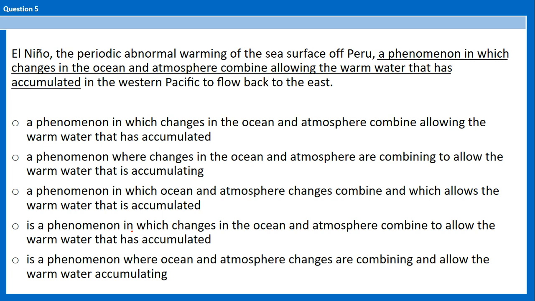Question number 5. Focus on the subject and the verb. El Niño is my subject. You have a modifier, the periodic abnormal warming of the sea surface of Peru. Then you have "a phenomenon in which changes" as another modifier. A phenomenon in which changes in the ocean and atmosphere combine, allowing the warm weather that has accumulated. That whole thing is a long modifier, but you have a subject and you don't have a main verb. El Niño what?